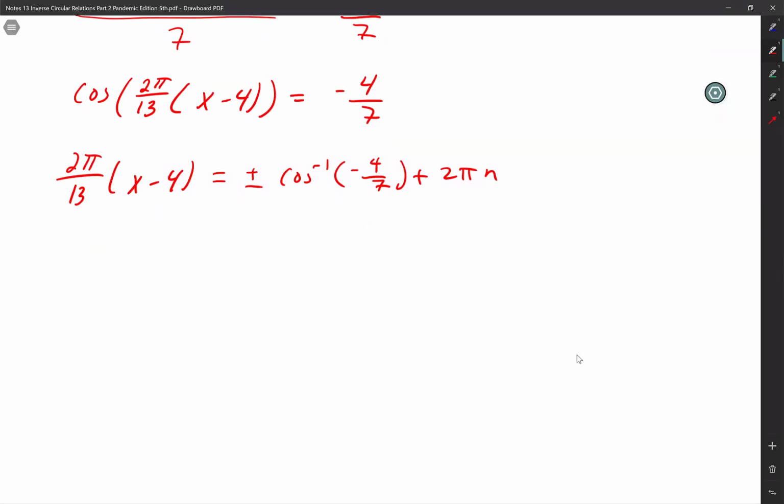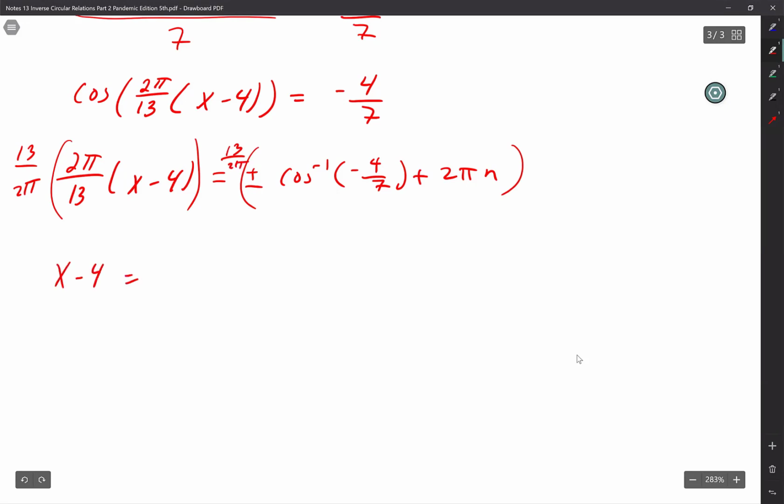All right. You can distribute 2 pi over 13 if you want to, but nah, let's not. So now, what do I got to do? I got to get rid of the 2 pi over 13. I could either say divide by 2 pi over 13, but usually when you have a fraction, you don't want to have a fraction within a fraction. So I like to say multiply by the reciprocal. Whatever you do to one side, you do to the other. So I'm going to multiply all of this by 13 over 2 pi. So here we go. I'm now going to have x minus 4 equals, and we're going to put this right in the front, plus minus 13 over 2 pi arc cosine of negative 4/7. And we'll find out what that is in a decimal in a little bit.